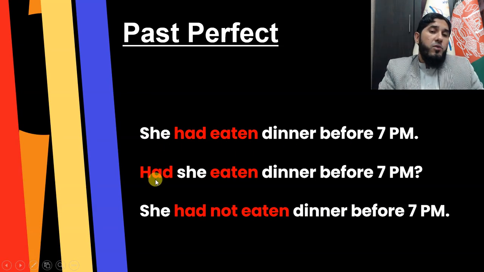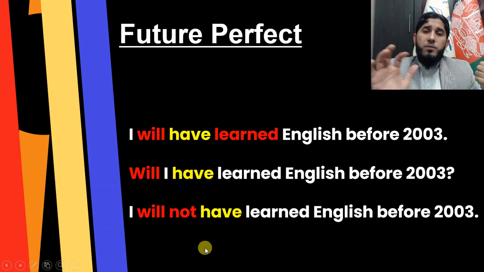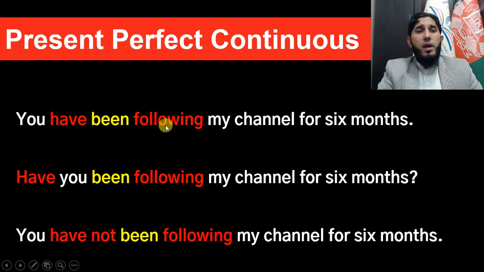Question form, bring auxiliary, a helping verb at the beginning. Had she eaten dinner before 7 p.m.? Negative, she had not eaten dinner before 7 p.m. or she hadn't eaten dinner before 7 p.m.